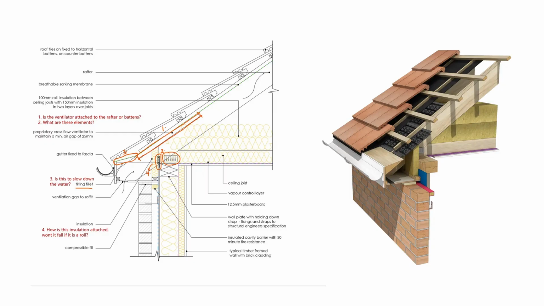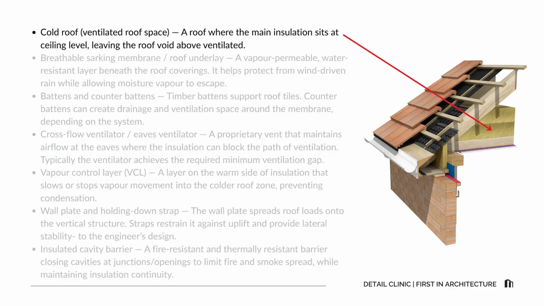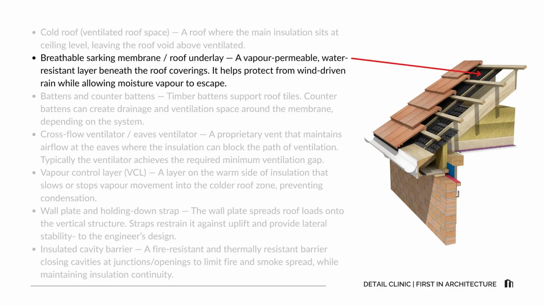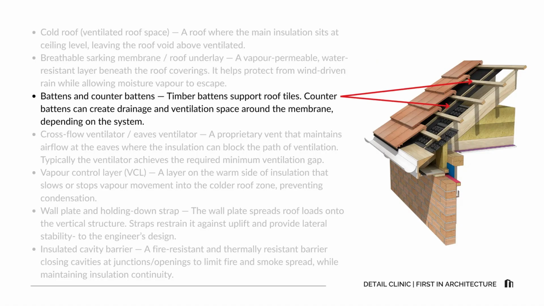Okay, let's get started. Before we walk through the detail, here are the key terms you'll see in this junction. Cold roof, ventilated roof space: a roof where the main insulation sits at ceiling level, leaving the roof void above ventilated. Breathable sarking membrane or roof underlay: a vapour permeable, water resistant layer between the roof coverings. It helps protect from wind driven rain while allowing moisture vapour to escape. Battens and counter battens are timber battens that support roof tiles. Counter battens can create drainage and ventilation space around the membrane depending on the system.